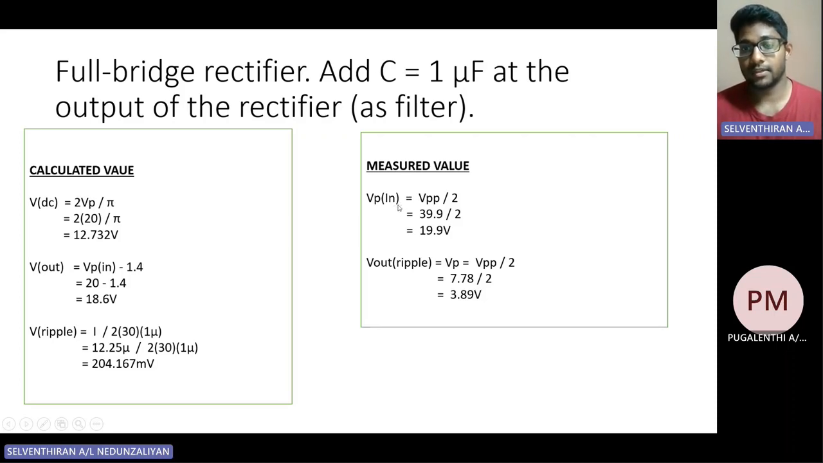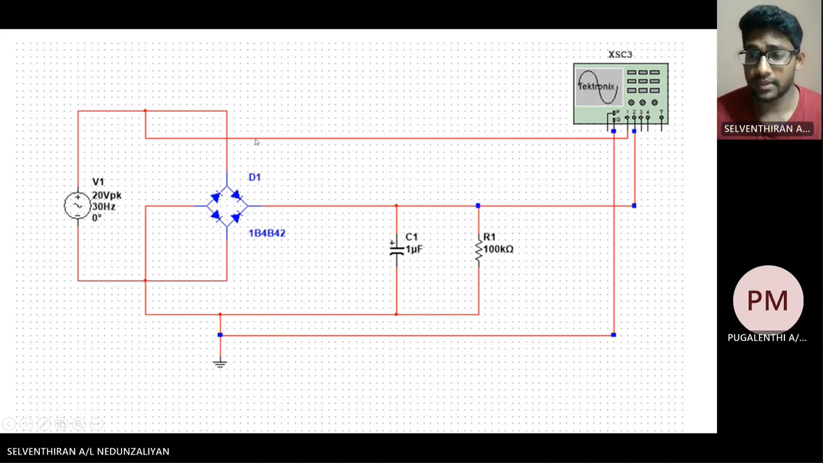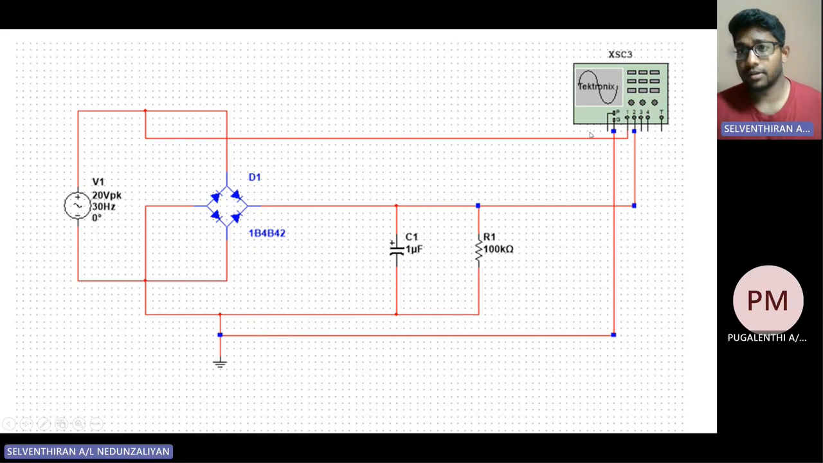The Vp in value we get from the Multisim is 19.9 volts, and the Vout ripple we get from the Multisim simulation is 3.89 volts. Here's the connection that we put in the Multisim simulation. Our Vpk value is 20 volts and we set it for 30 Hertz. The Vin value we connect to channel 1 and the Vout value we connect to channel 2.